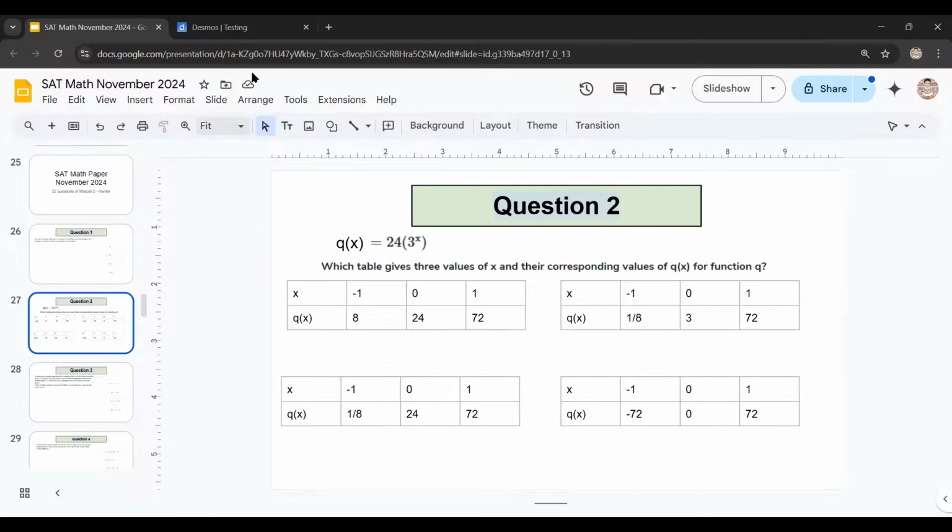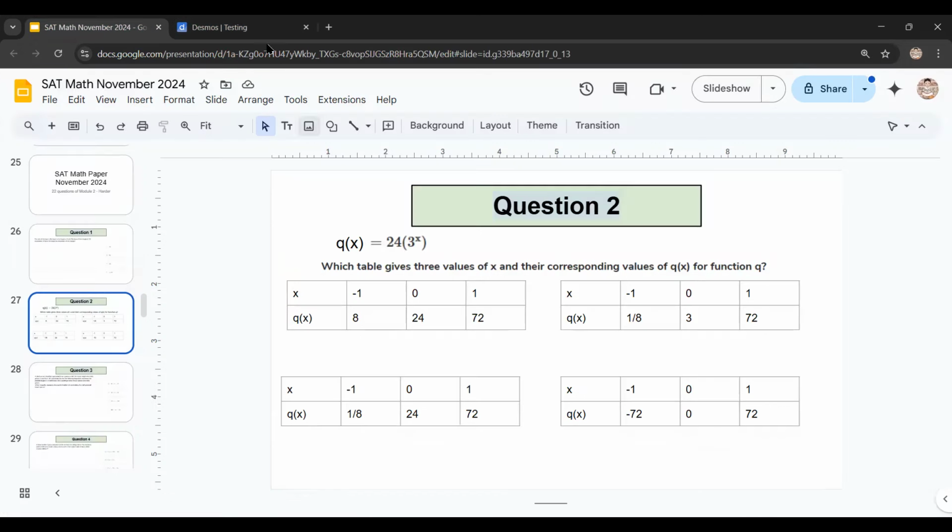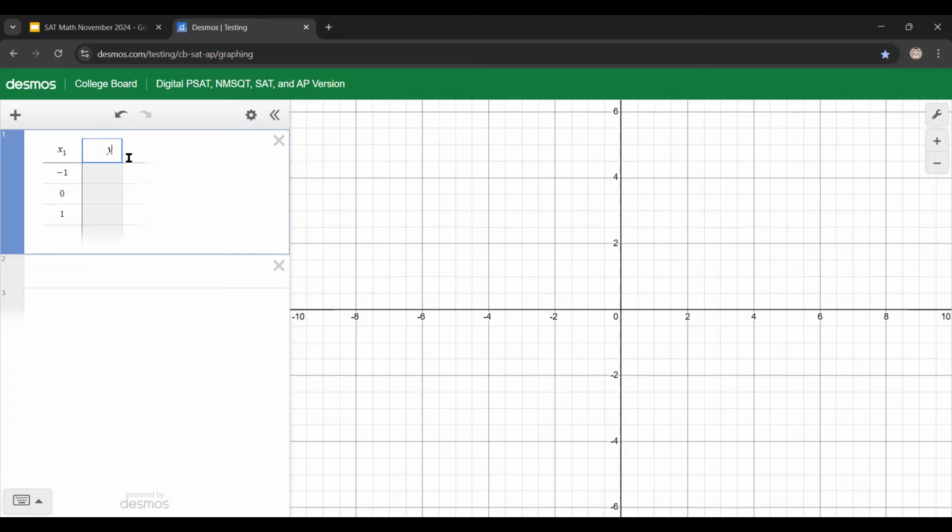Yeah. So what we will do, we need to do the table. We'll insert a table. And for x1, our values are negative 1 and 0 and 1. And instead of y1, what we will do is we'll write this equation. Okay, so I need to erase this first. So 24 times 3 power x1. Okay, so I got my values.